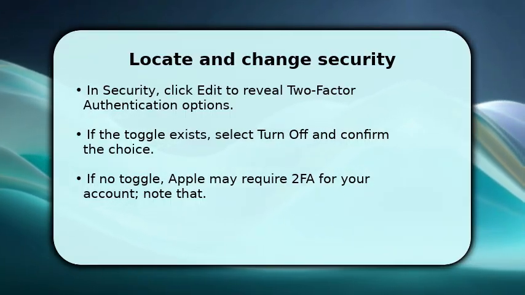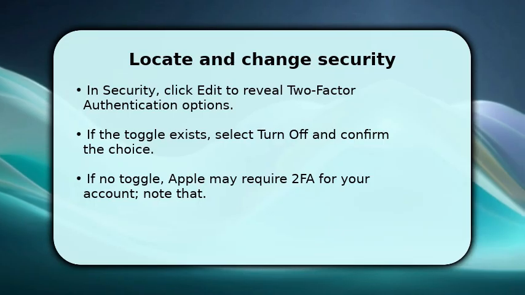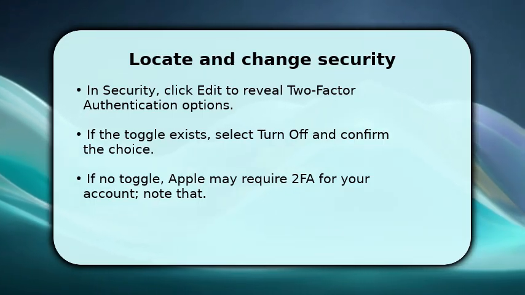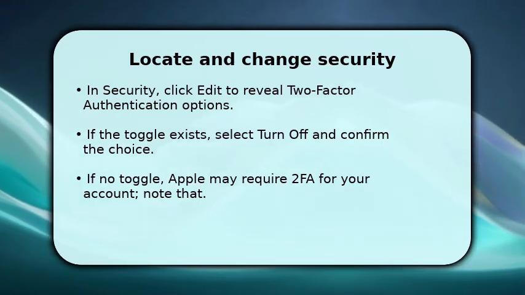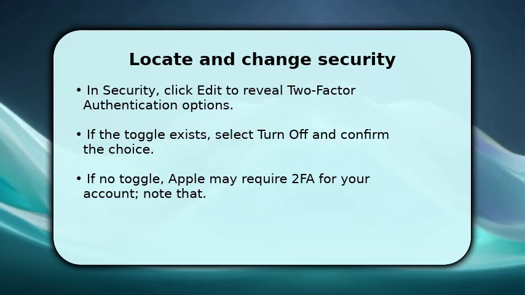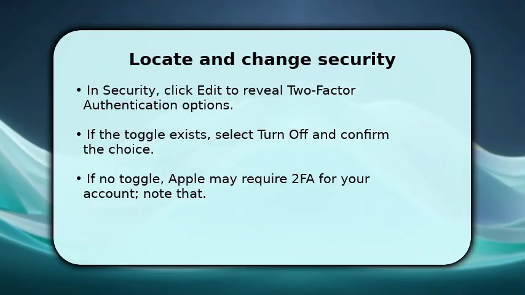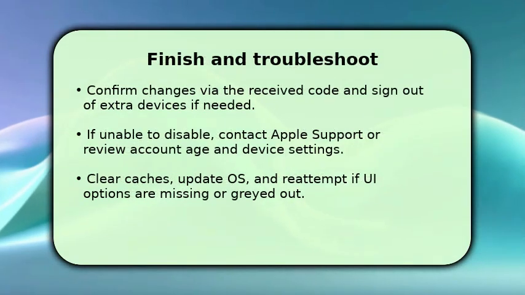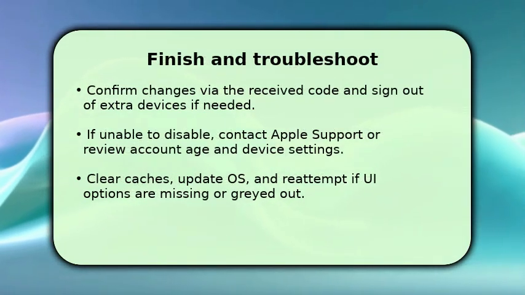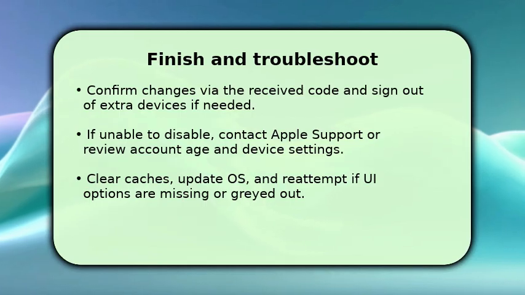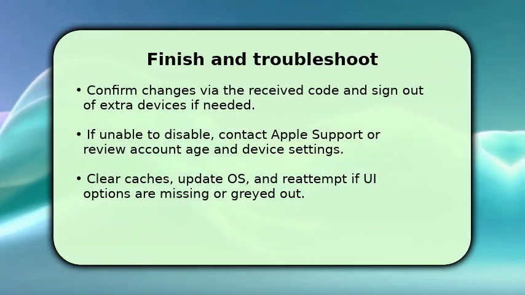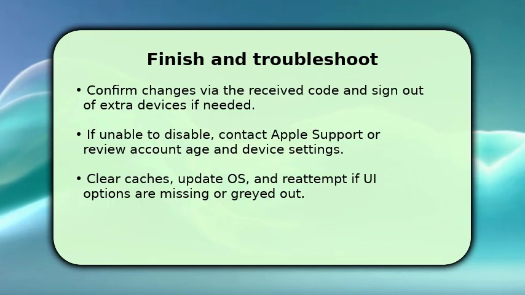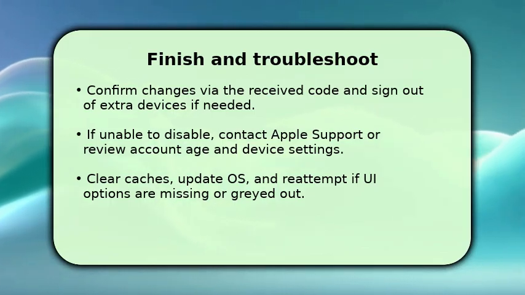If the option is not present, that means Apple requires two-factor for your account or device. Don't force changes. In that case, continue to the next step to handle required accounts or contact Apple for exceptions. Complete the process by entering the final confirmation code and reviewing the trusted phone numbers, removing any you no longer use. If the turn-off control was not available, Apple may mandate two-factor for security reasons.